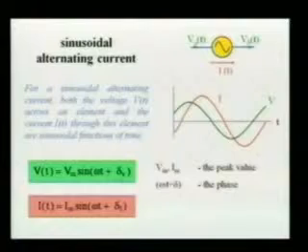The argument of the sinusoidal function is called the phase of that electrical quantity. So omega t plus delta V is the phase of voltage. Omega t plus delta I is the phase of current.